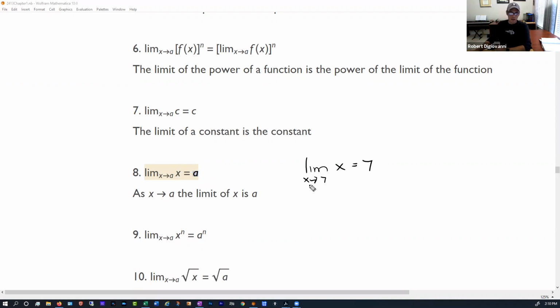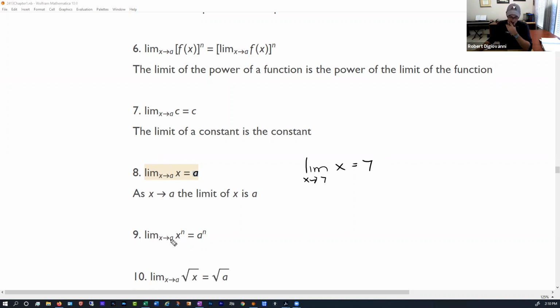Because this is saying, hey, look, let x get close to 7. What is x getting close to? 7, right? Make sense? Don't make it more confusing than it has to be. That's just a straight, what we call direct substitution. You're just plugging in 7 right here, and that's your answer.